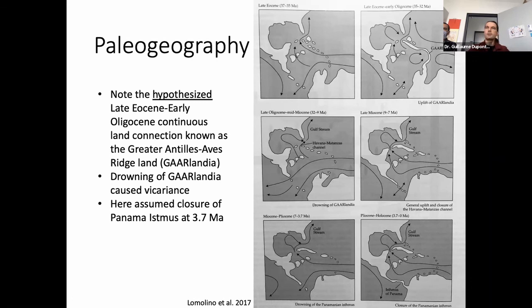So this land bridge was almost close to what is now Florida. But we see in this reconstruction that these authors assume that the closure of the isthmus happened only about during the Pliocene.